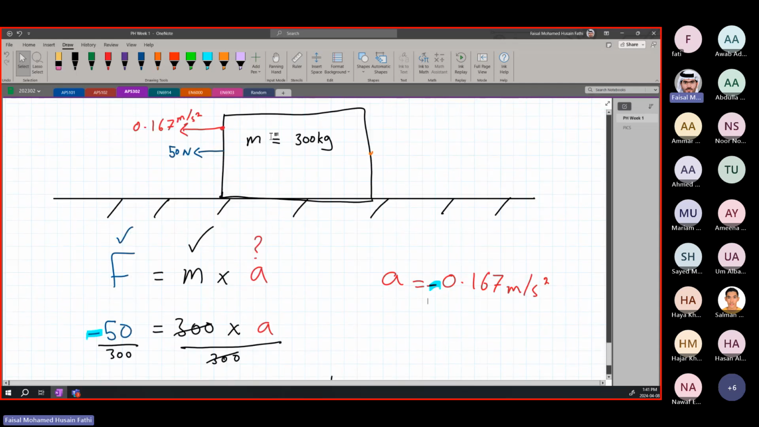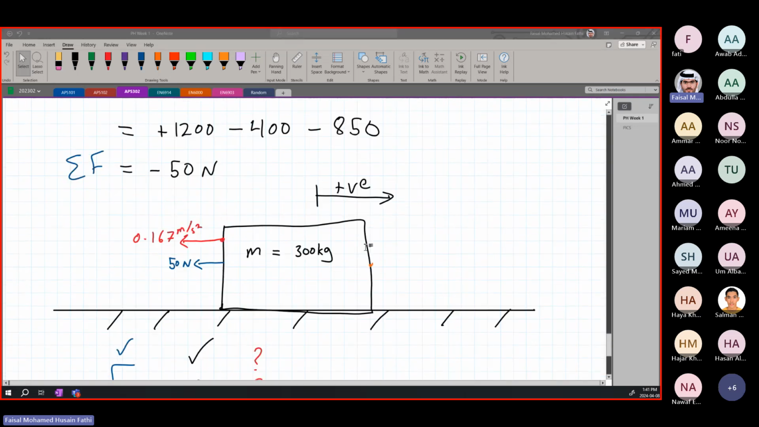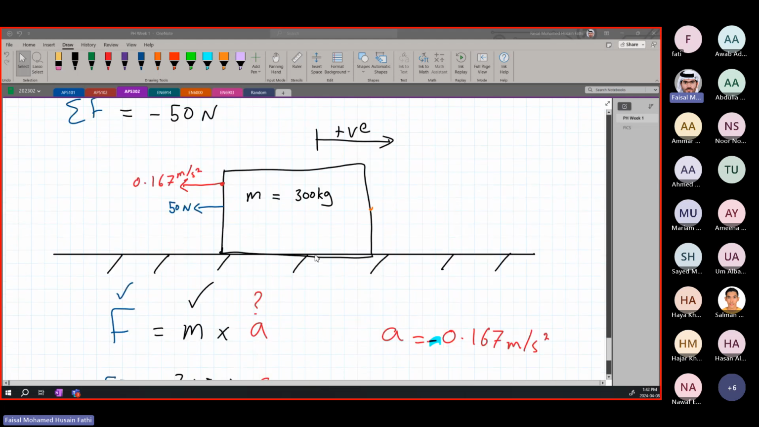Yeah, this is pretty much it for this question, I believe. Let's see if I can add any extra thing to it. Okay, let's say what is the weight of this box? Okay? We never checked what the weight is. So the weight is going to be downwards. Okay? What is the weight of this box?